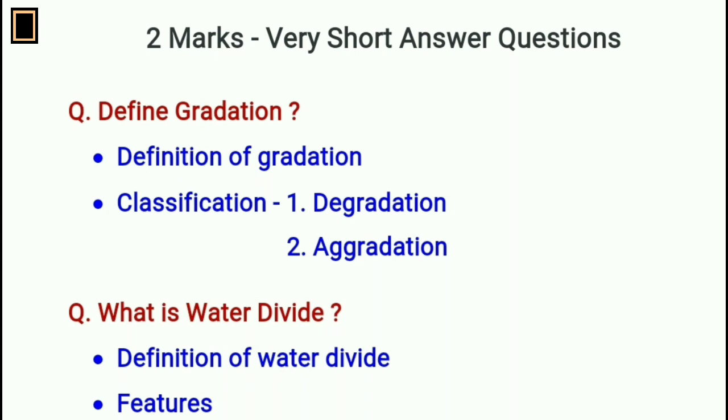Let's take a look about 2 marks or very short answer questions from river. The first one among them is define gradation. In that case, we have to write the definition of gradation and classification of gradation, like degradation and aggradation. The equilibrium state between degradation and aggradation means gradation.